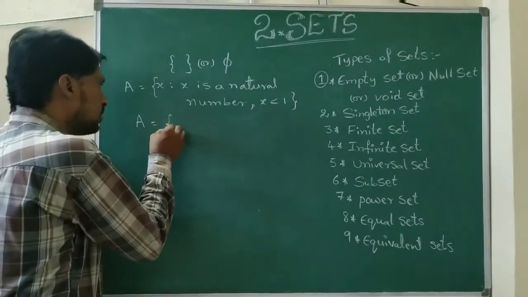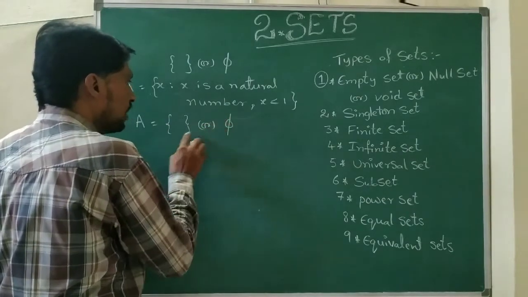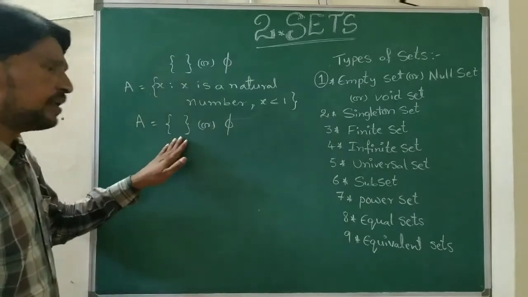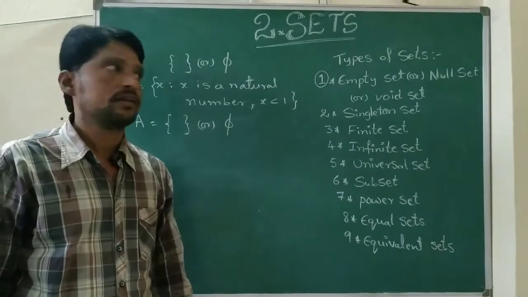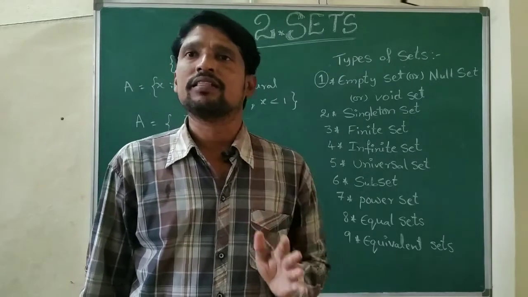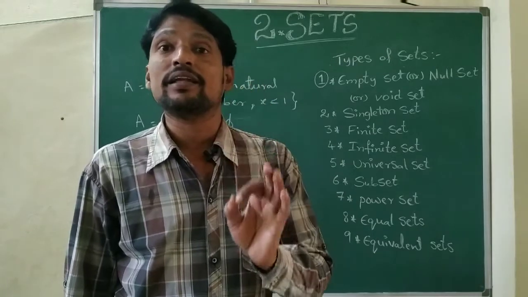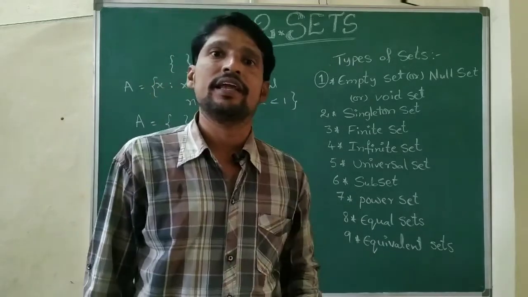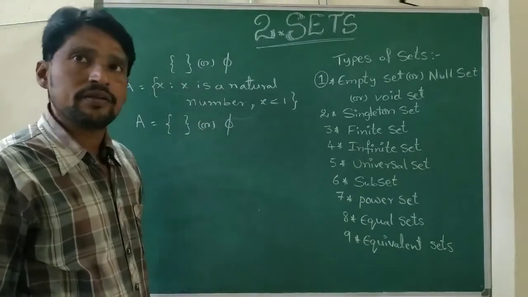Since x is a natural number, we can't get any element in this set. So we should write empty braces, or we can use phi also. Any one only we should write. So this is the empty set. An empty set is nothing but a set which does not contain any element. Here there are no elements, so it is the empty set.